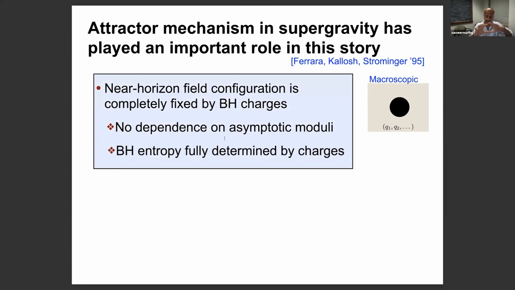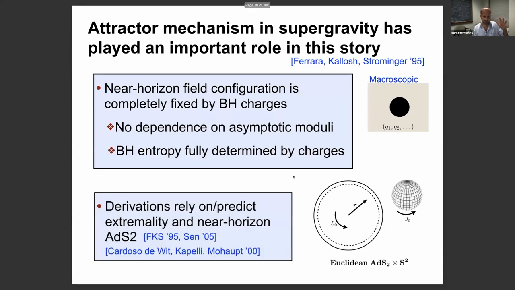And that means that the black hole entropy also gets fixed completely by the charges. Now, if you look at this in detail, you'll find that the metric always takes the form AdS2 times S2 in this near horizon region. This is in four dimensions. Otherwise, there's always an AdS2 factor times some compact factor. The electric and magnetic field strengths are constant, and the scalar fields are constant, okay, at this attractor point. And this kind of extremal geometry is intrinsically tied to the attractor mechanism, okay?